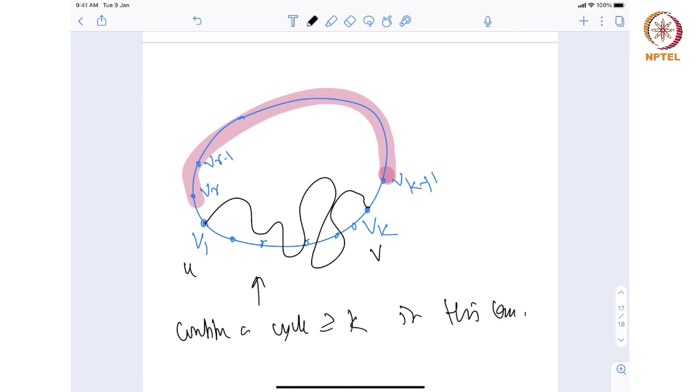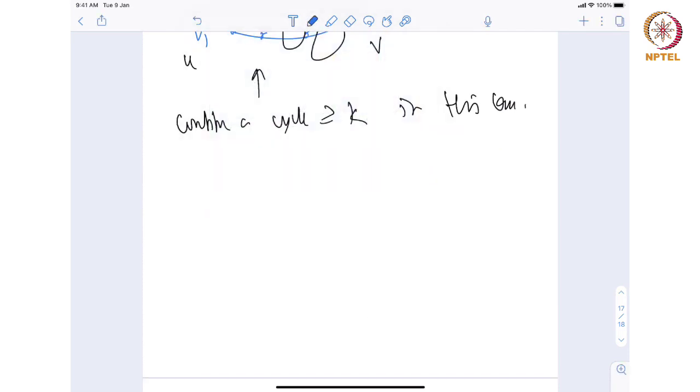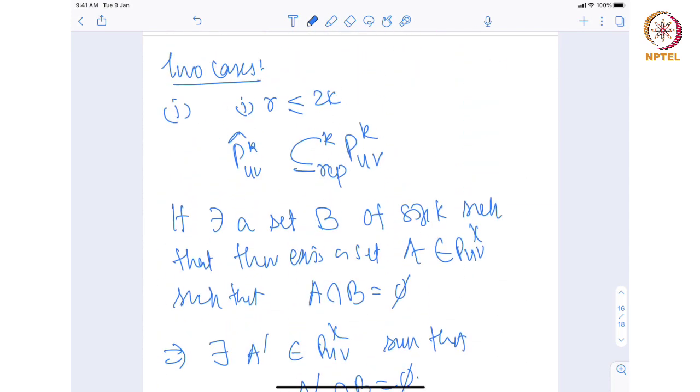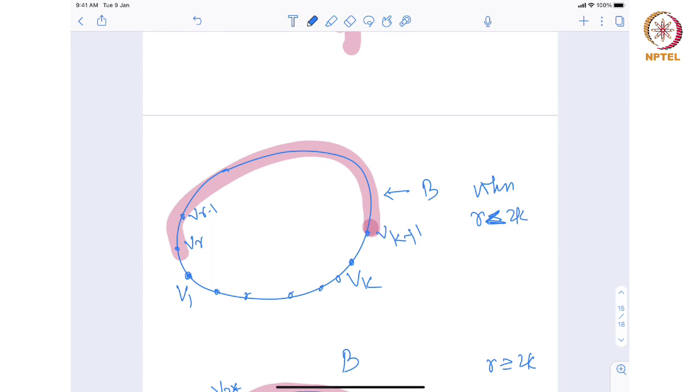The not so easy case is the second case, which is not complicated, but slightly more interesting, let's say. So let's look at this case.